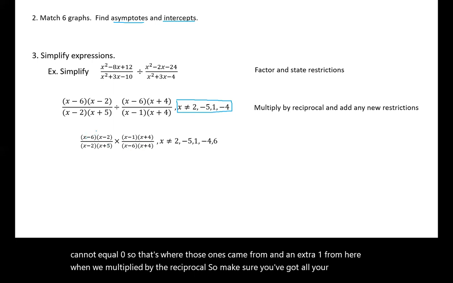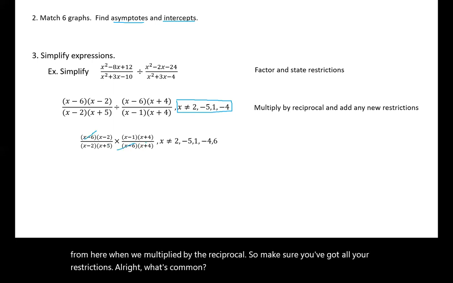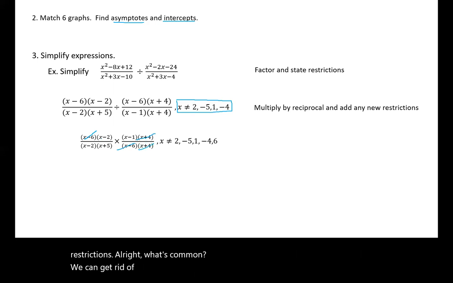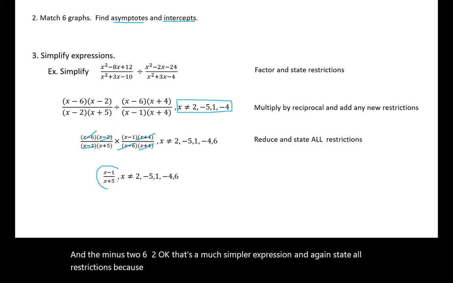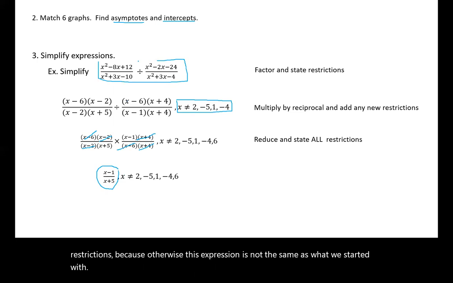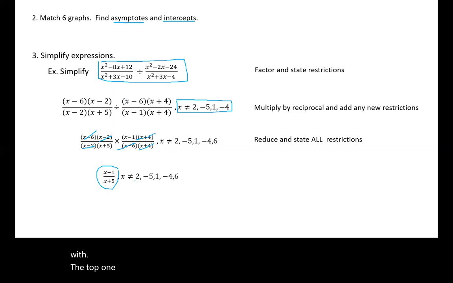All right, what's common? We can get rid of those. We can get rid of these. And the -2s, x minus 2. Okay, that's a much simpler expression. And again, state all restrictions, because otherwise this expression is not the same as what we started with. The top one had lots of restrictions, so we have to identify those to keep these the same.